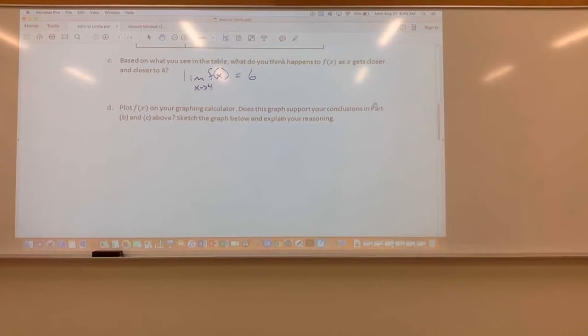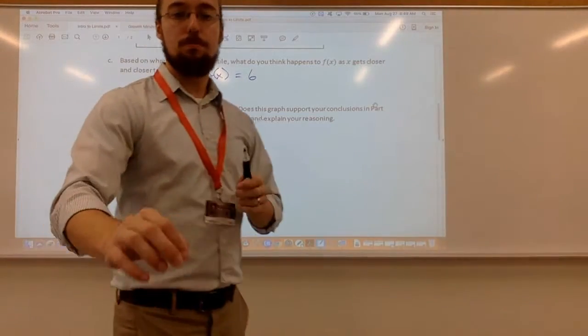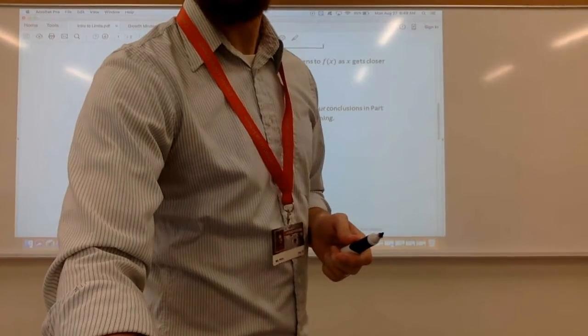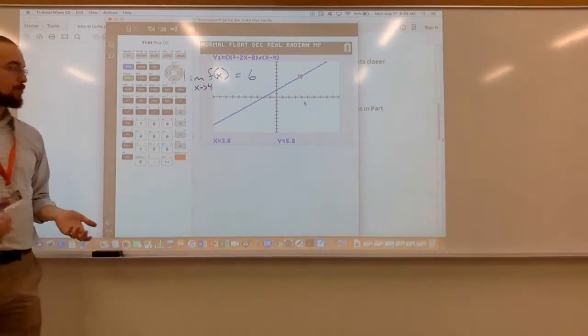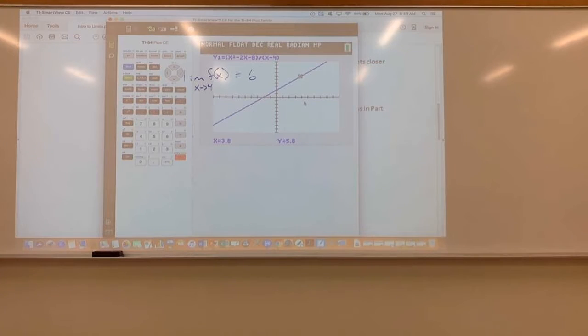Okay, so we wanted to plot that, which we already did. So if I plot that here on the graphing calculator, it's just a straight line. Let's talk about this for a second. Why does that rational function just become a straight line like that?